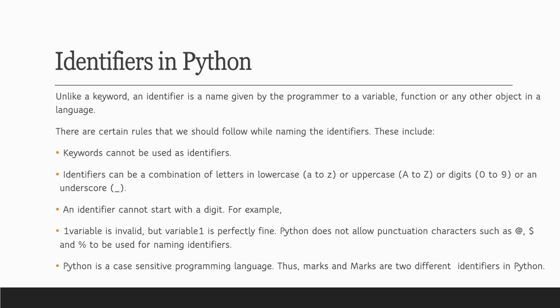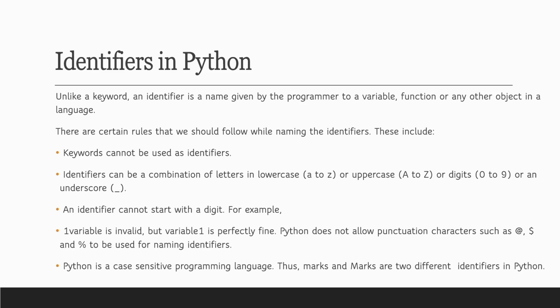Second, identifiers can be made up of letters, digits, or underscores. For example, names like score, student1, or total_marks are valid identifiers.